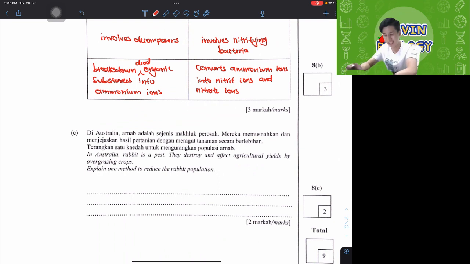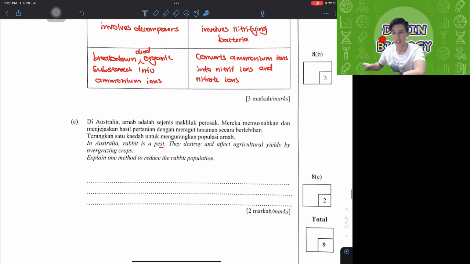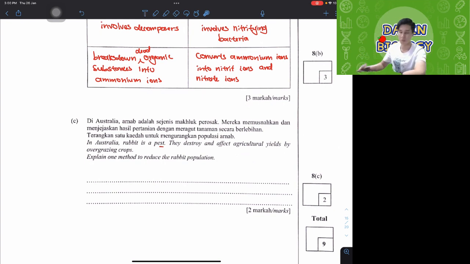And C, in Australia, rabbit is a pest. In Malaysia, rabbit is a pet. So one letter, a lot of difference. So how is a rabbit a pest? Mainly in Malaysia, rats are pests, right? Cockroaches are pests, right? However, in Australia, they destroy a lot of agriculture yields by overgrazing crops. Means they eat crops like corn, rice, all this. Apparently in Australia, this is a problem.